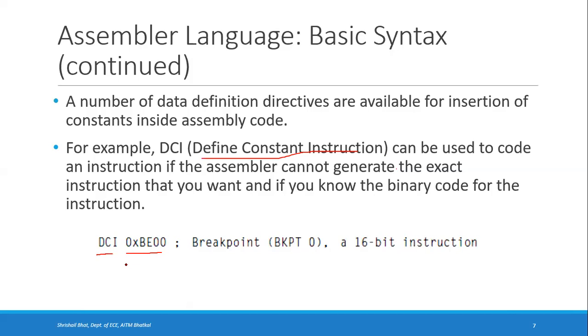This is an example where you're using DCI 0xBE00. This is the binary code for a particular instruction, that is, breakpoint. At that particular line of the code, you are inserting a breakpoint to debug that part of the code. If the assembler is not able to generate that, you can directly write that machine instruction by using DCI. So some of the directives can be used this way also.